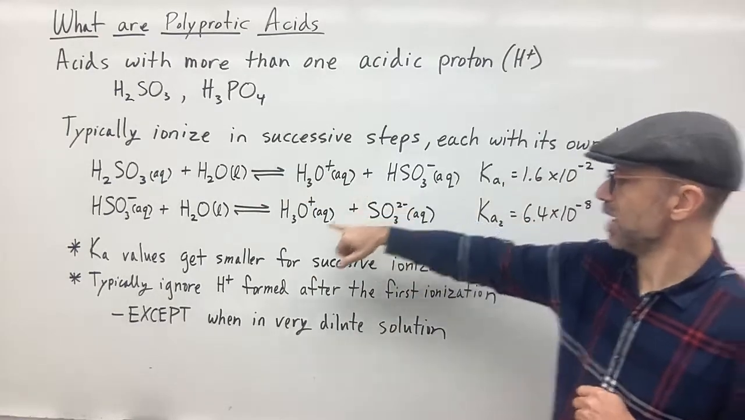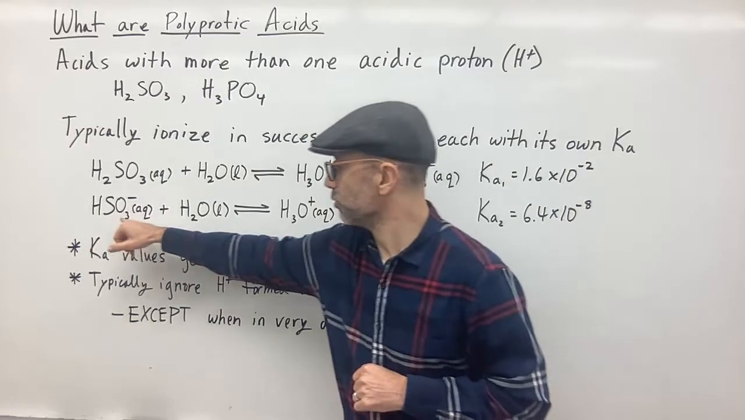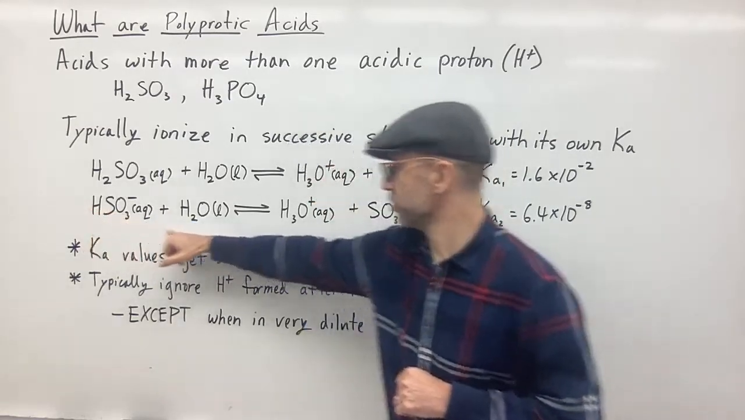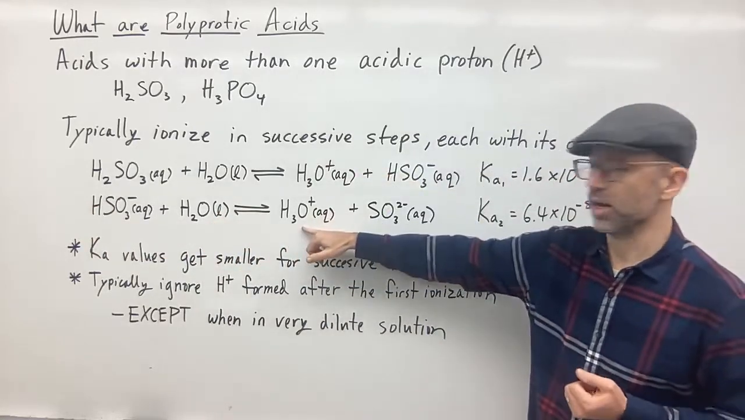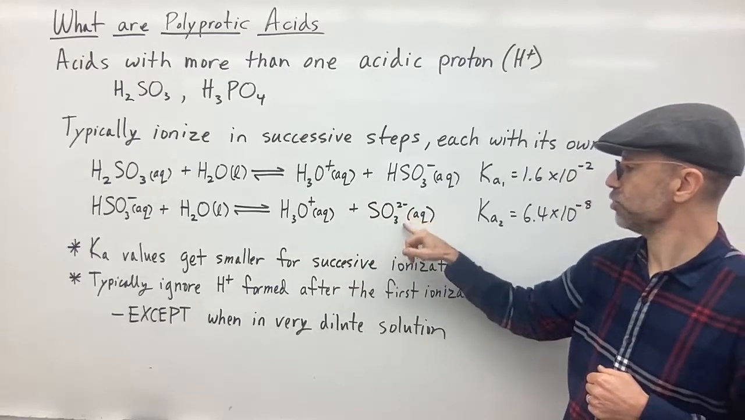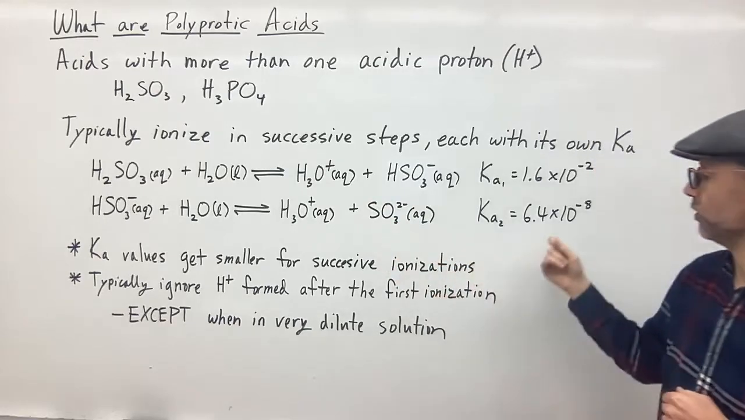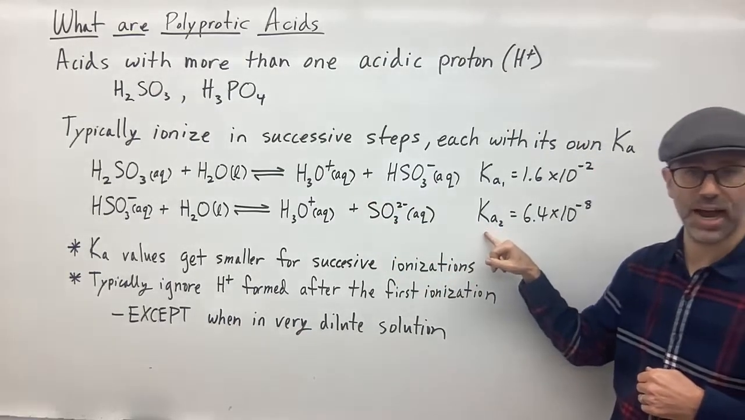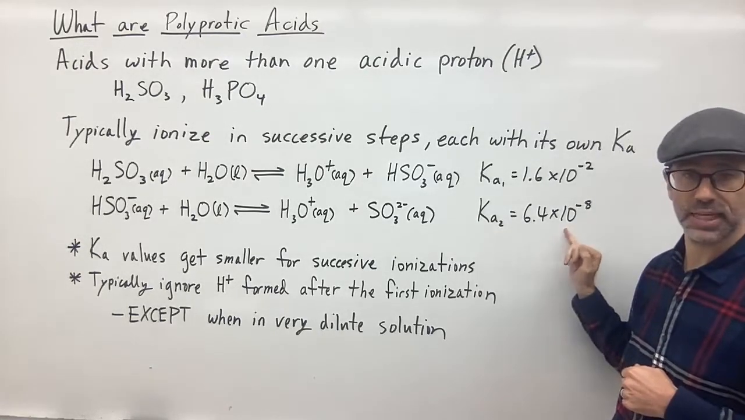Now the second proton will come off next, and so this will release another proton. So it's going to react with water. This hydrogen will be transferred to the water. Now we get another hydronium ion, and then we get our SO3 2 minus anion as a result. And you'll notice that this also has its own Ka value. It has an acid ionization constant of 6.4 times 10 to the negative 8.